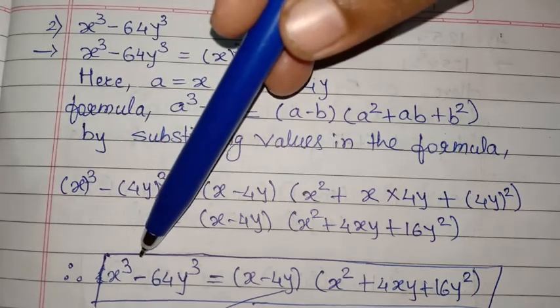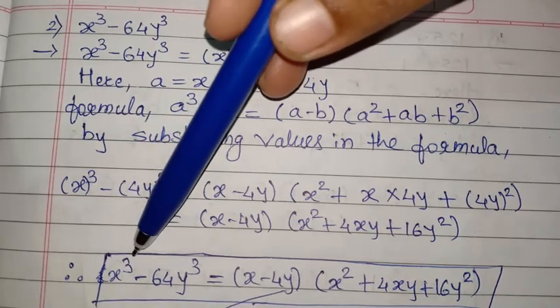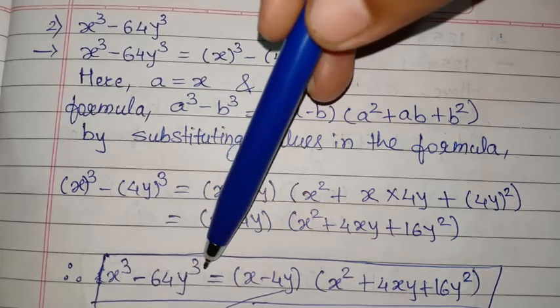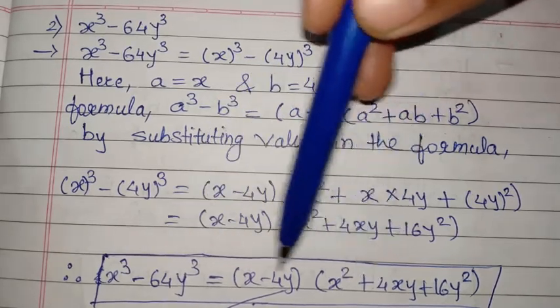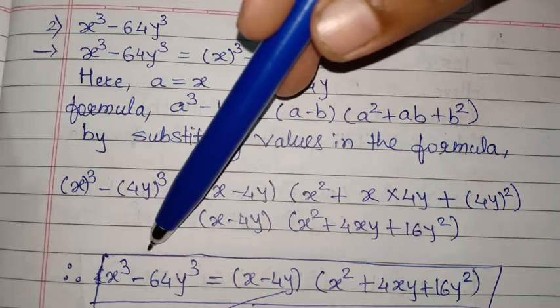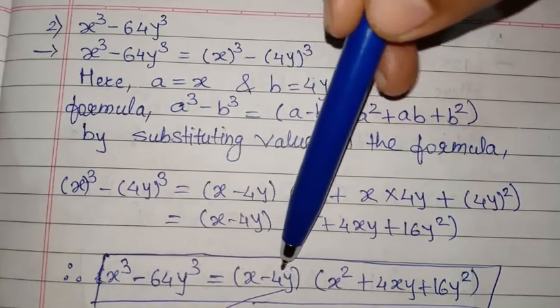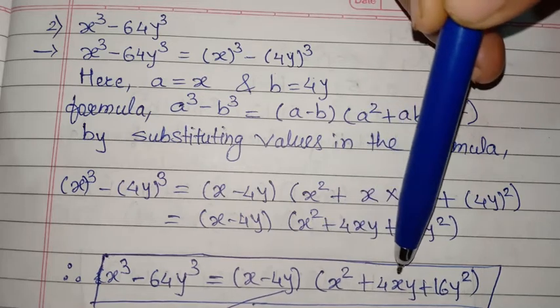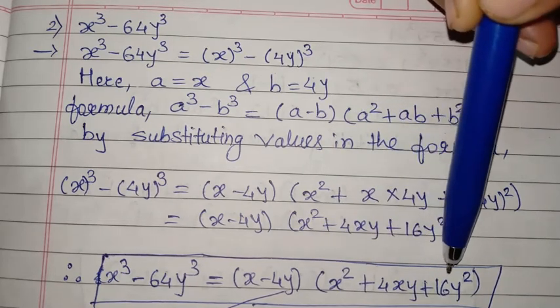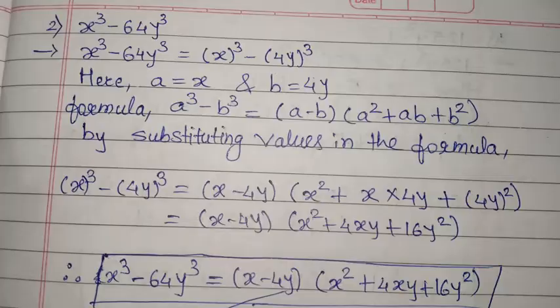So what is there in the question? In question it is x cube minus 64y cube. So write down final answer in front of this. So x cube minus 64y cube is equal to x minus 4y into x square plus 4xy plus 16y square.